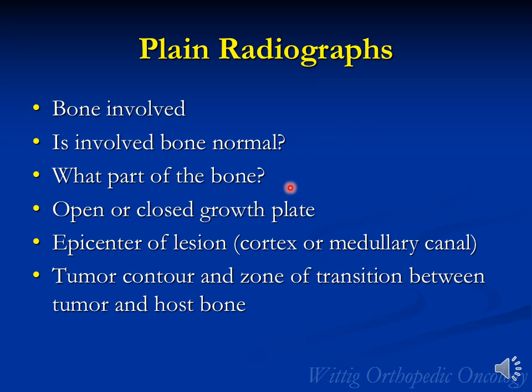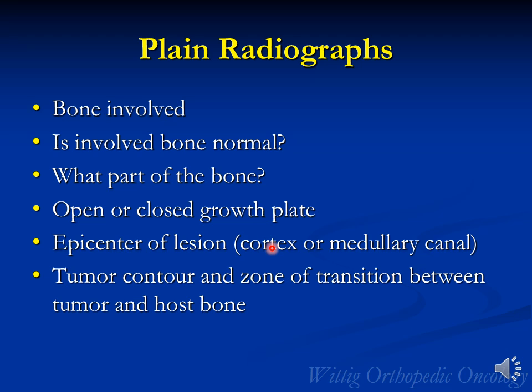What part of the bone is involved in both the longitudinal plane and the transverse plane? So is the epiphysis, the metaphysis, or the diaphysis involved by the tumor? And there are certain tumors that have a predilection for the epiphysis, certain tumors for the metaphysis, and certain tumors for the diaphysis. Is there an open or closed growth plate? As certain tumors occur more commonly in a skeletally immature person versus a skeletally mature person. Where is the epicenter of the tumor?